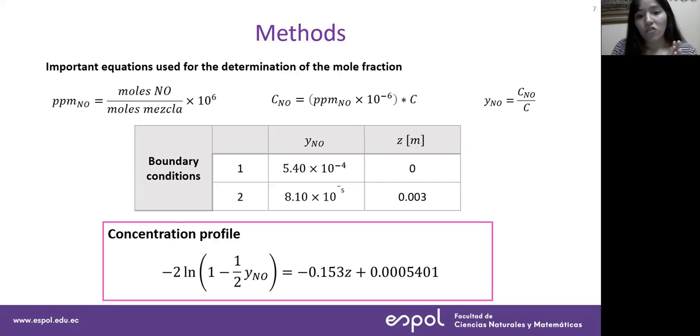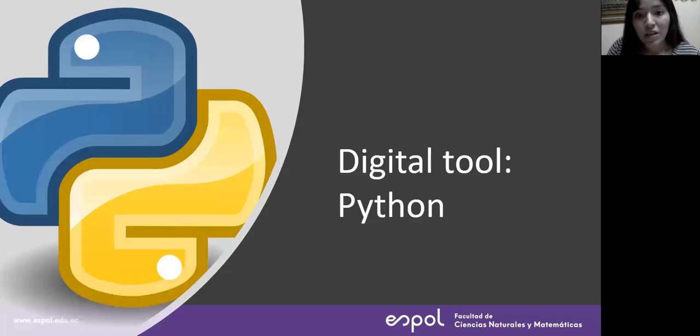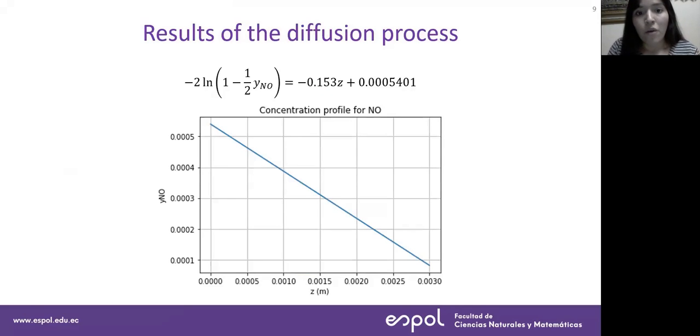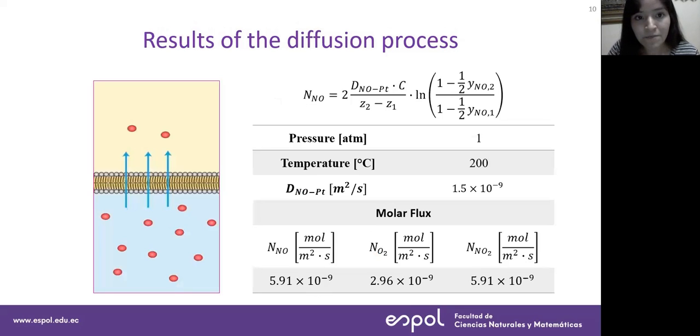And finally, we got a concentration profile, which is evaluated in Python in order to study the behavior of this reaction. What we got here is that the concentration of nitric oxide decreases along the diffusion path, since this reaction is a decomposition or oxidation of nitric oxide into nitrogen dioxide.